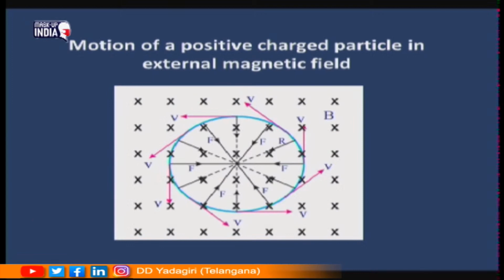The motion of positive charge particle in external magnetic field will be circular. This is because the force is always perpendicular to the velocity, and hence the particle makes a circular motion.